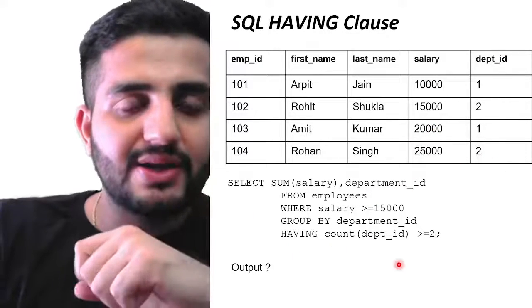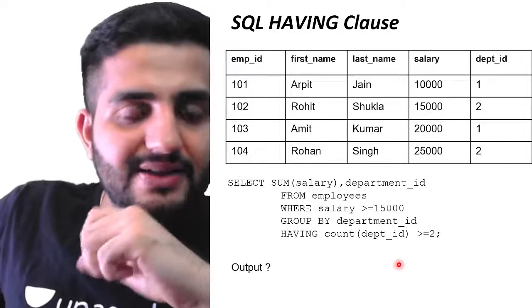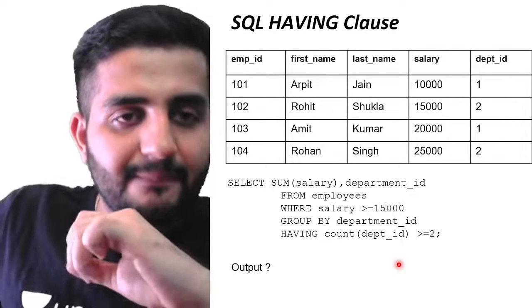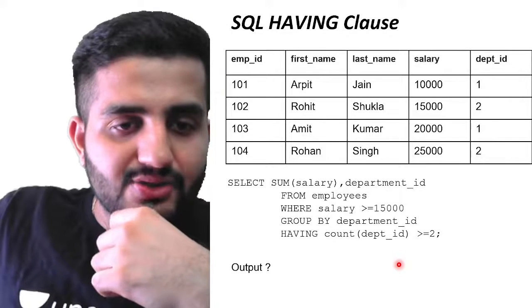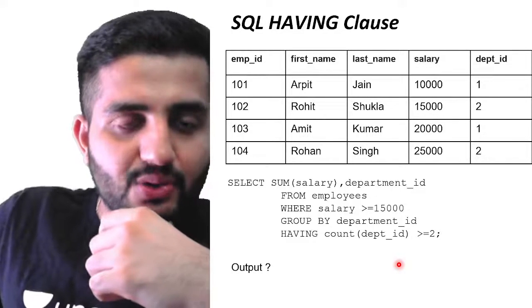किसी को कोई डाउट है इसमें? Where and having. सबको क्रिस्टल क्लियर है? Everybody is ok with this? Yes guys, Nishu, Parak, Sumant, Kartik, absolutely great. 1 row and 2 columns, yes.